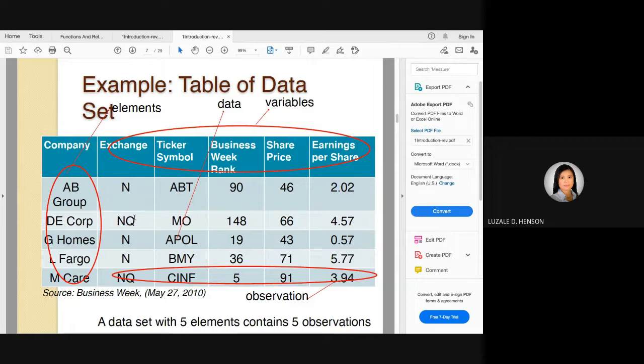Kaya pagka nag-gather kayo ng data at i-present nyo sa audience na ganito, teka lang, lalo na pag marami yan, wait lang, I cannot comprehend that. You need to present it, synthesize it, organize it, summarize it. Kasi this one is raw data.